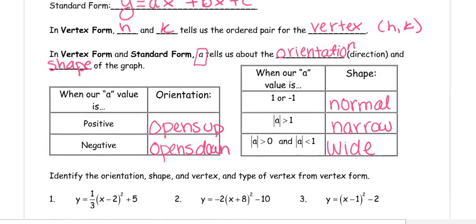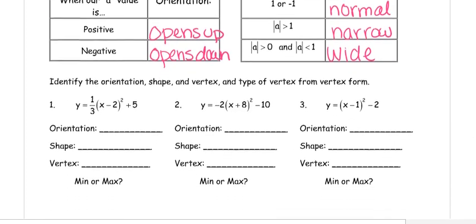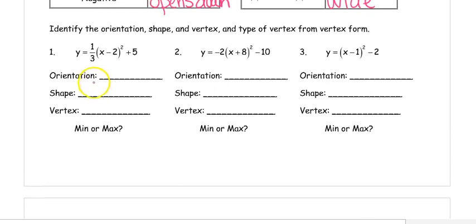So let's take a look at how we use all of that information when we're given an equation. So in this problem, our a value is 1/3. Since it's positive, that means that the orientation is up. The graph's going to open up. For shape, since it's a number between 0 and 1, that means that it's going to be wide. The vertex is always (h, k), so we take the opposite of the number in parentheses, and then we keep the sign of the number after the parenthesis.